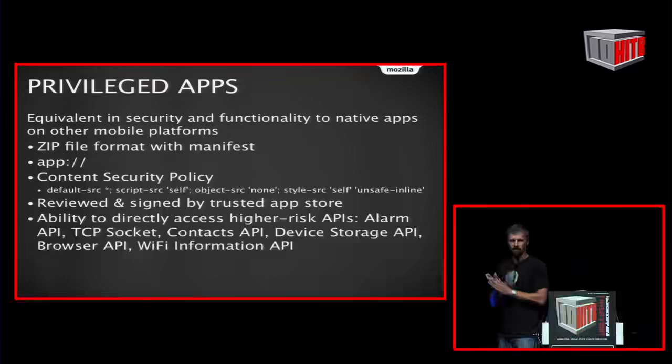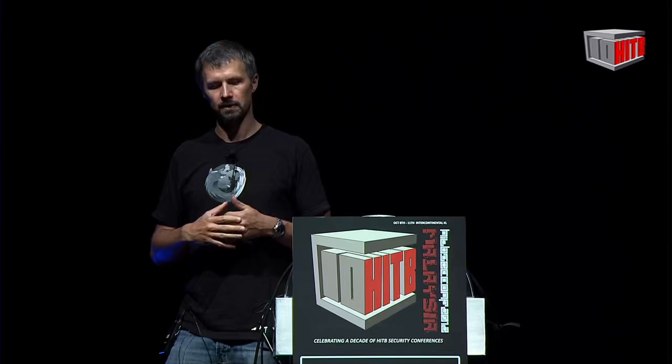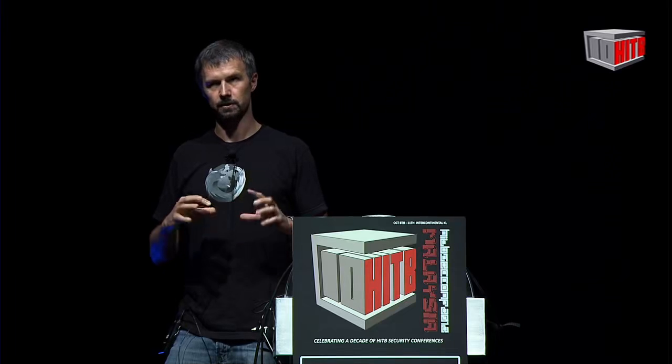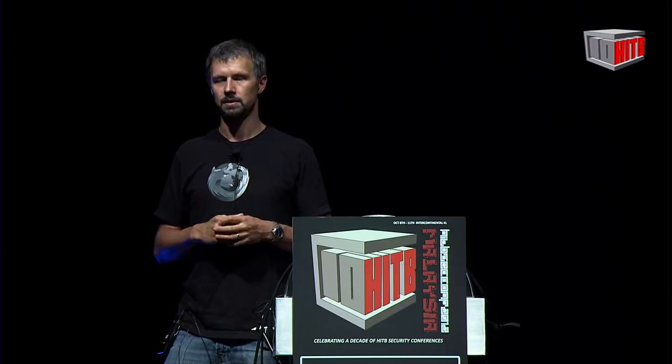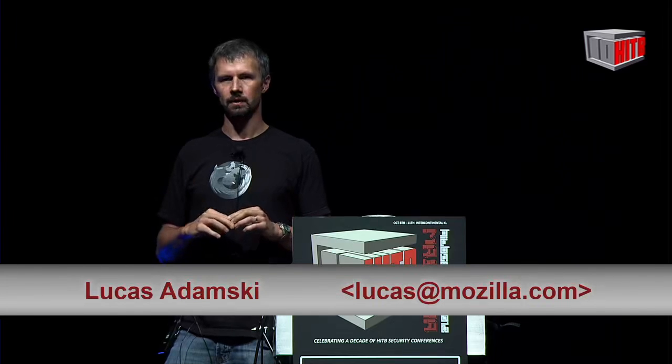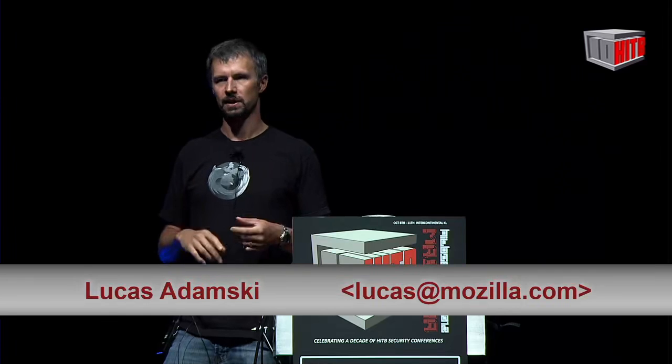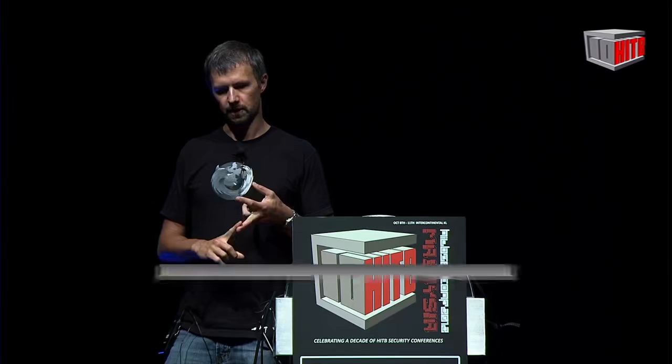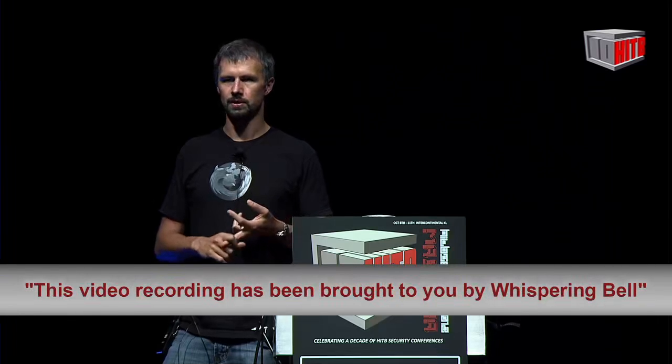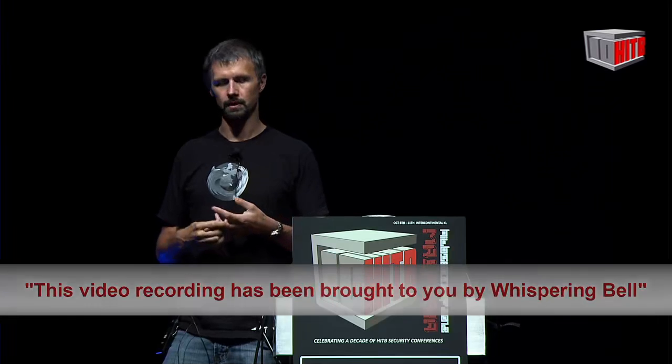So privileged applications are different. Privileged applications come in a zip file. They have their own scheme, app:scheme. They have a content security policy. If you haven't heard of content security policy, you should read up on it. It's something that we came up with essentially for its core purpose of addressing code injection attacks. It's a way for a developer to declaratively define a policy that controls where code can come from, that disables inline script, and disables or restricts loading of script files from only specific locations.